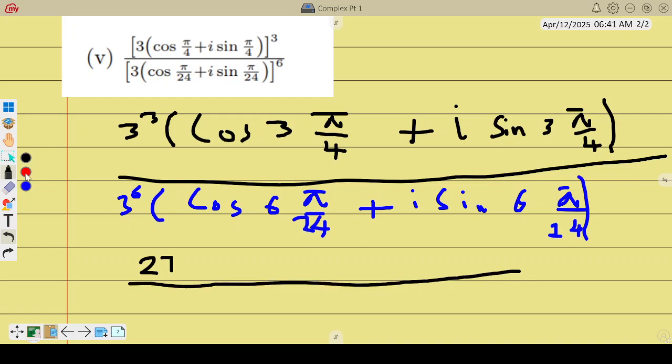So 3 power 3 is 27. And then here we can't divide 3 into 4. So you just say cos 3 times pi, it is 3 pi, plus i sine 3 pi over 4. And then what is the power of 6?